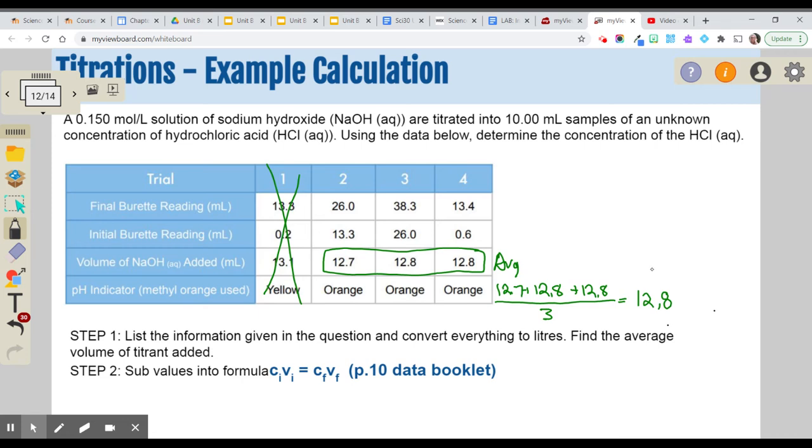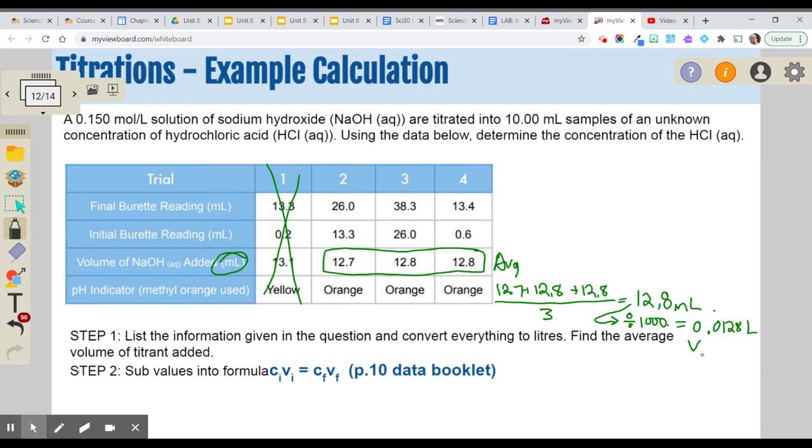Well, 12.7666, but we're going to round it. We need to only have 3 significant digits, so 12.8 will work. So, and this is in milliliters. How do I know that? It says that right there. So let's change that to liters because that's something we need to work with. So remember, to change to liters, you need to divide by 1,000. So that gives us 0.0128 liters.